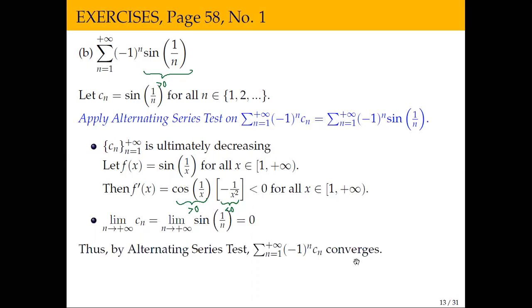Since we have shown that the infinite series of the absolute value of a sub n diverges, and we have shown that this infinite series converges, we say that this infinite series is conditionally convergent. And this is our conclusion for letter B. Parehas ba kayo ng nakuwang sagot? I hope so.